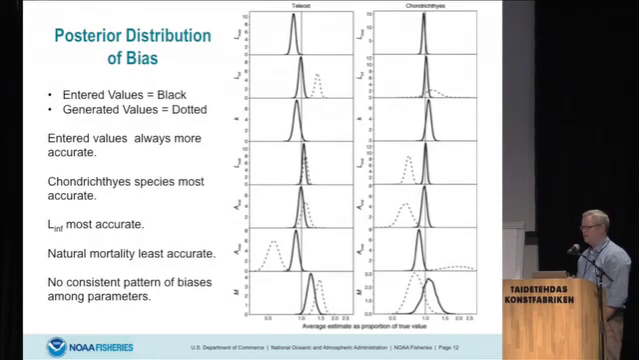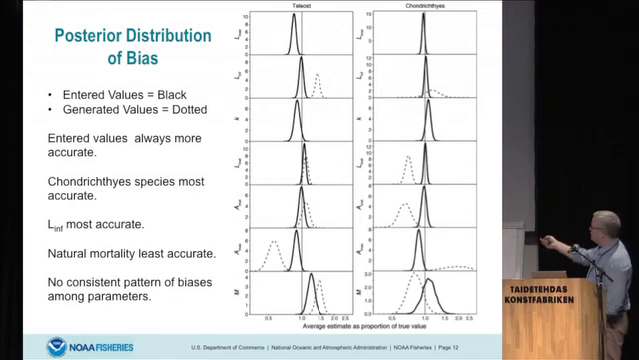And here's some of the output from the modeling exercises that we did. These are the posterior distributions of bias. I'm guessing you can't see that too well. Let's see if I hit the right button for the pointer. Yeah. So up here, starting at the top, this is Lmax, Linfinity, K, length at maturity, age at maturity, maximum age, and natural mortality rate.